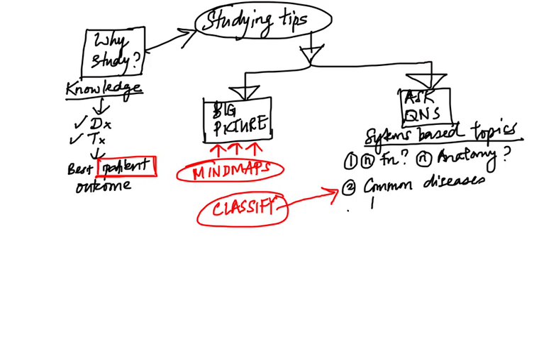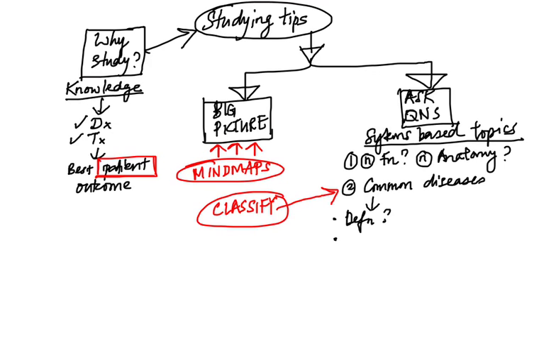Then when you are dealing with specific diseases, what questions do you want to ask? You want to ask yourself, what is the definition of this disease? For example, if you're dealing with ischemic heart disease, what is the definition? If you're dealing with angina, what is the definition of angina? What does it constitute? This will help you to understand the pathogenesis.